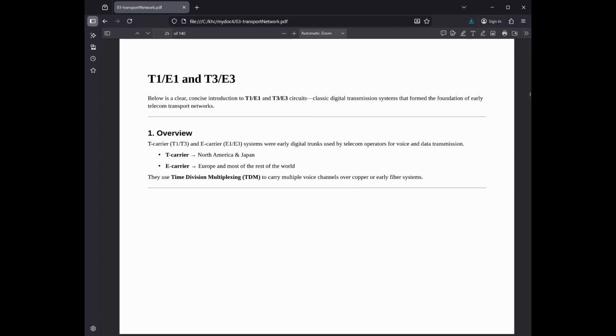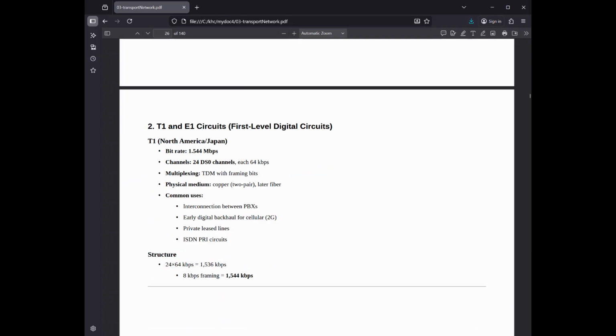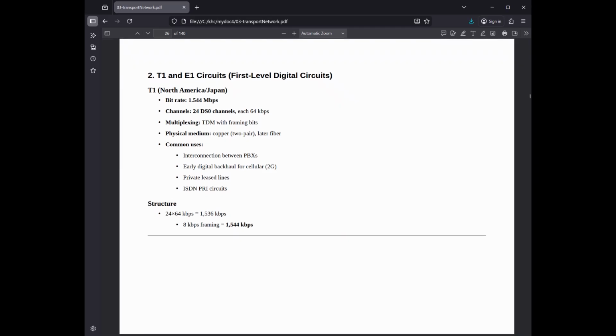bulky bundles of analog copper wires with a single digital stream. Regional difference: T1 is the North American/Japanese standard, while E1 is the European/international standard. The DS0 unit: both use the DS0, digital signal 0, as their base building block. A DS0 is a 64 kilobits per second channel, exactly enough bandwidth to carry one uncompressed digital voice call. Multiplexing: they use time division multiplexing, TDM, to slice time and give each voice call a dedicated slot.